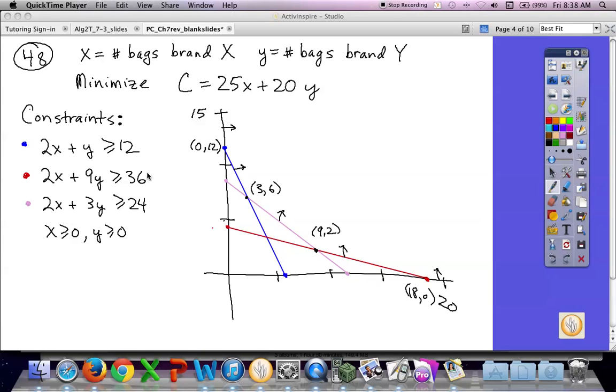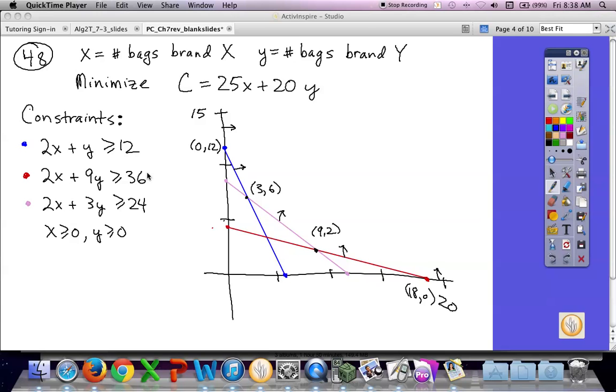48. A farming cooperative mixes 2 brands of cattle feed. Brand X costs $25 per bag and contains 2 units of nutritional element A, 2 units of element B, and 2 units of element C. Brand Y costs $20 per bag and contains 1 unit of nutritional element A, 9 units of element B, and 3 units of element C. The minimum requirements for A, B, and C are 12, 36, and 24, respectively.